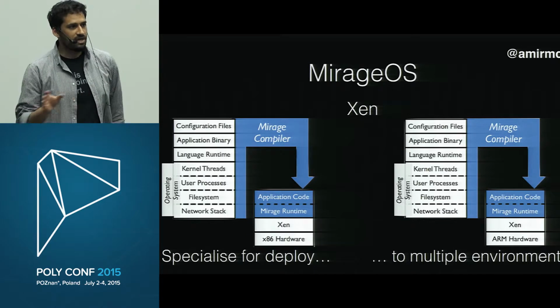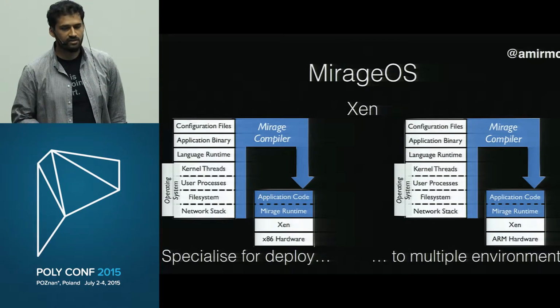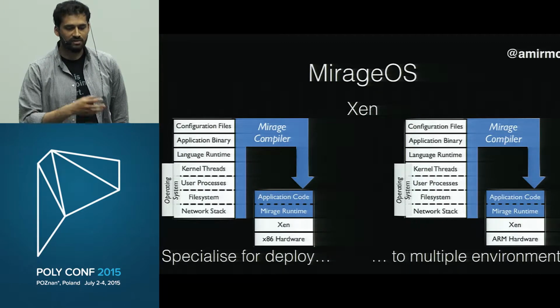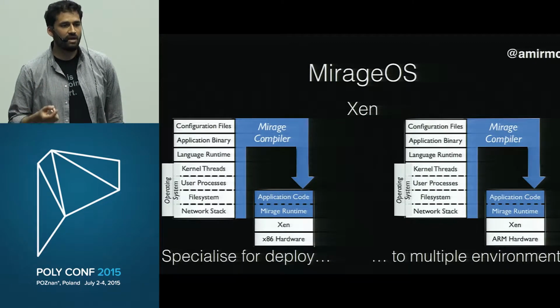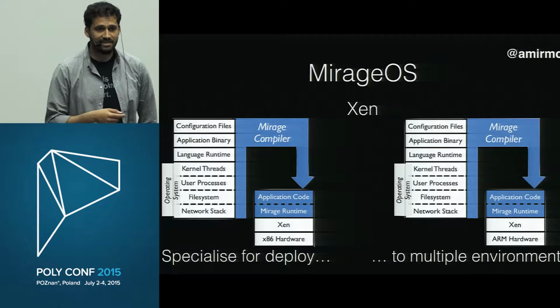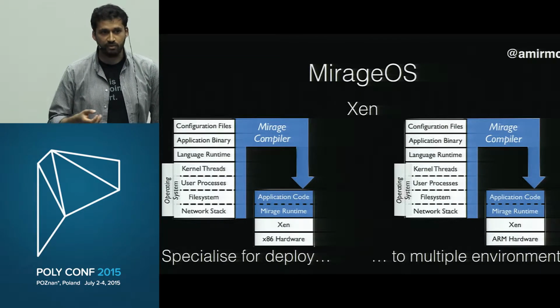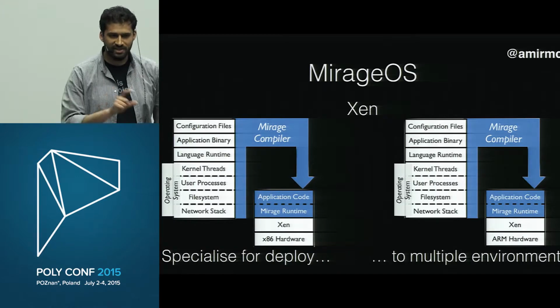And this is just a command line flag, essentially saying, I'm not deploying on Unix now, I'm deploying on Xen. And the same code runs, and it targets the Xen hypervisor, which can be running on either x86, so this is the public cloud that we have today, or Xen on ARM, which is embedded devices for the future. So the same code base.